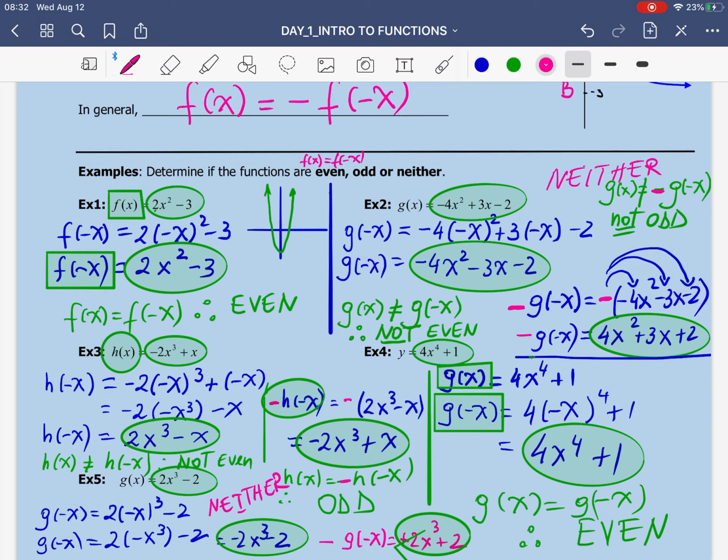Okay, and again, as I mentioned before, just because a function is an odd degree function doesn't mean that it has odd symmetry. So try to separate these two concepts from each other.